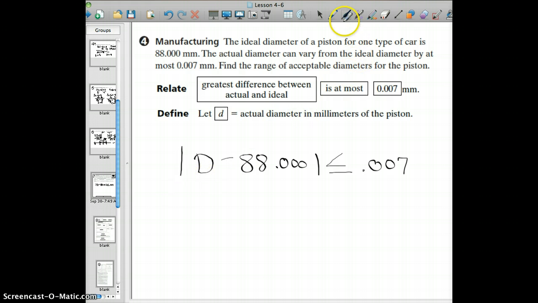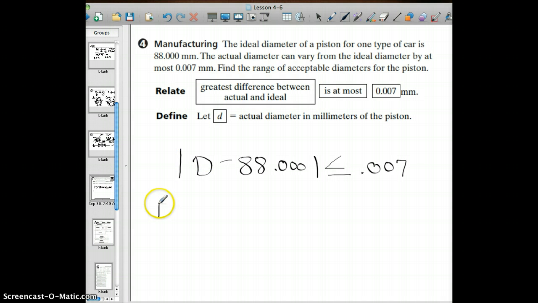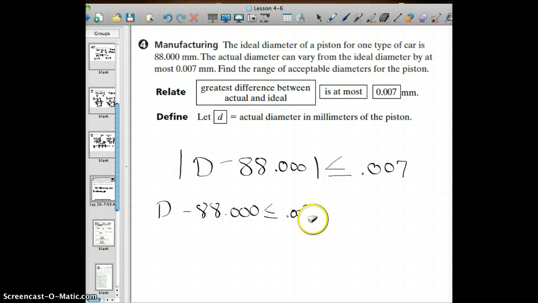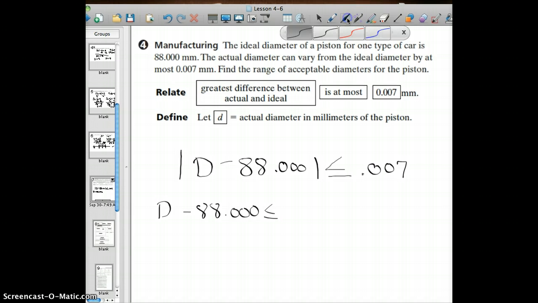So the diameter minus 88.000 must be less than or equal to 0.007. Or, less than, and, okay, these are going to be joined by an and, the diameter minus 88 is going to be greater than or equal to negative 0.007.